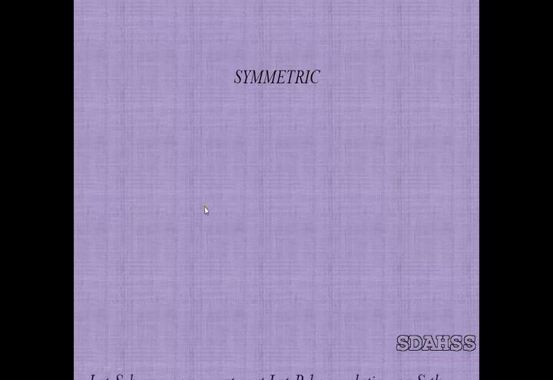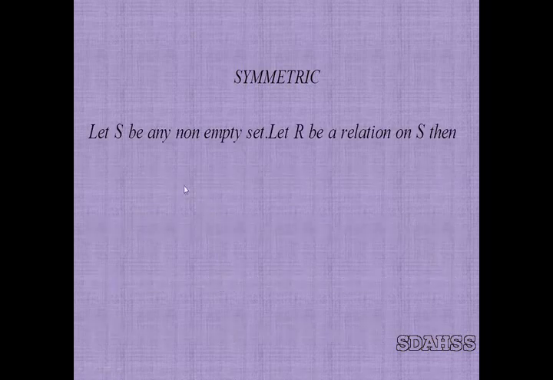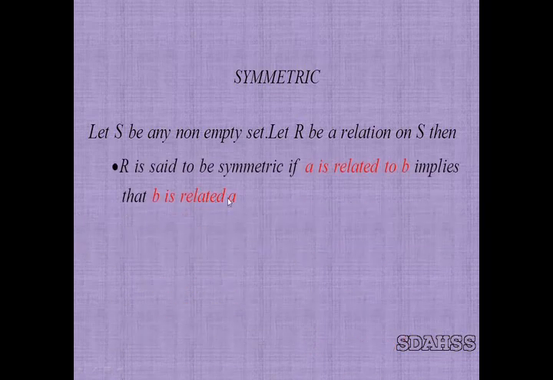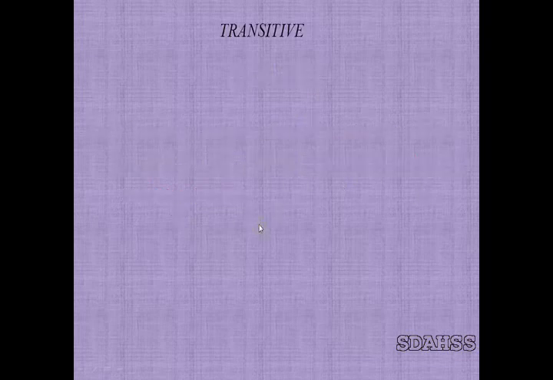Then symmetric. Let S be a non-empty set. Let R be a relation on S, then R is said to be symmetric if A is related to B implies B is related to A. Symmetric means A is related to B implies B is related to A.